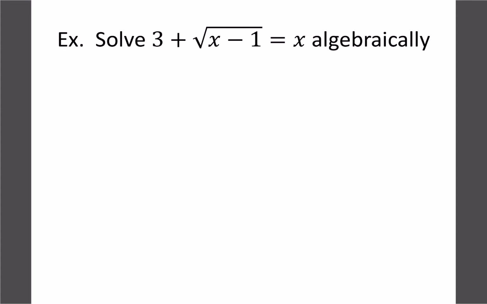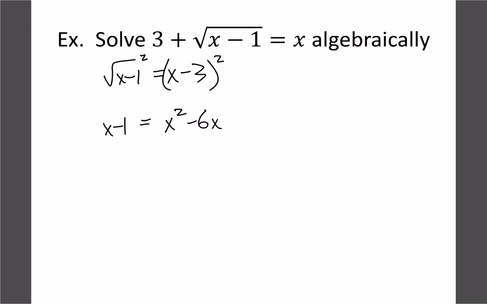Okay, let's try another one. So here, let's bring the 3 to the other side. So we have x minus 1 equals x minus 3. Now we need to square both sides. Remember, do the whole thing. So we'd have x minus 1. When you FOIL out the x minus 3 times x minus 3, we'd have x squared minus 6x plus 9. I simplified the in-between steps, but just make sure you write it out twice, FOIL out all the combinations.